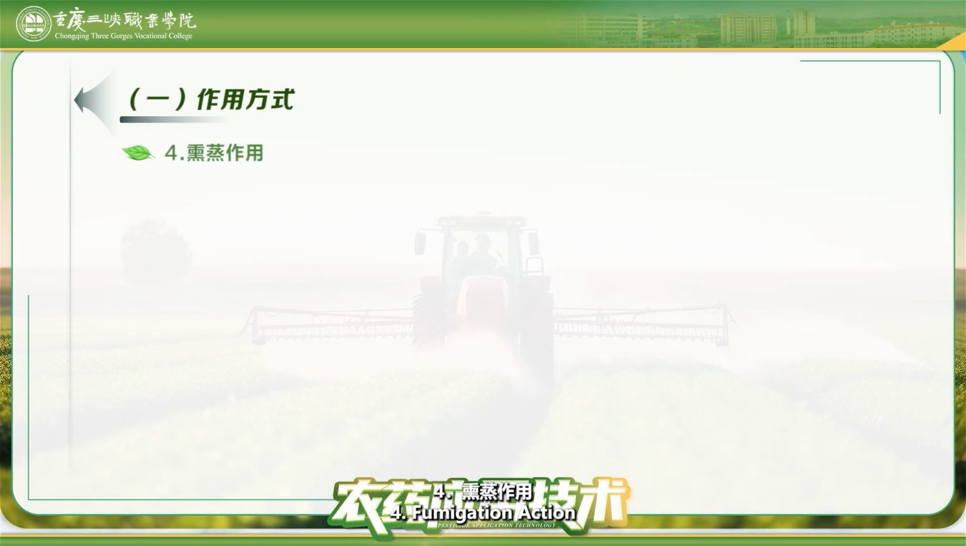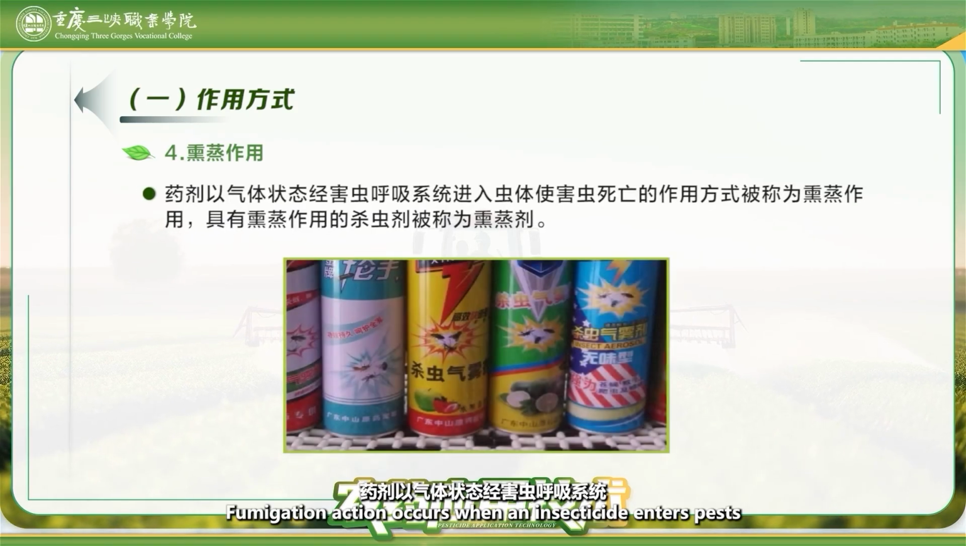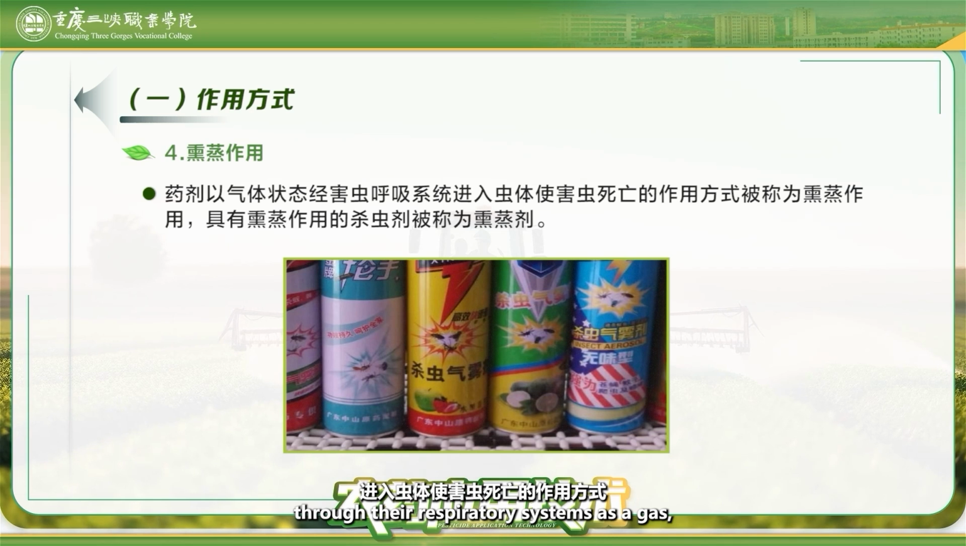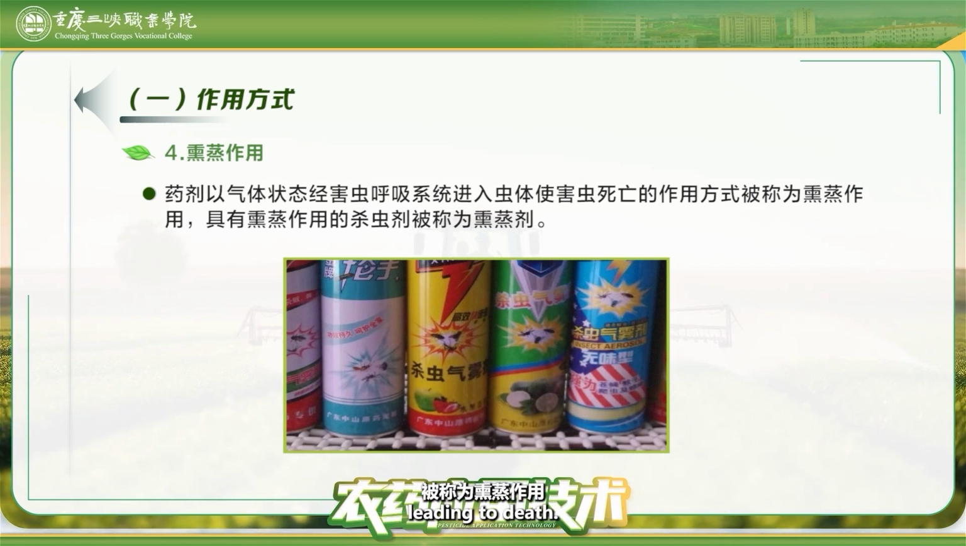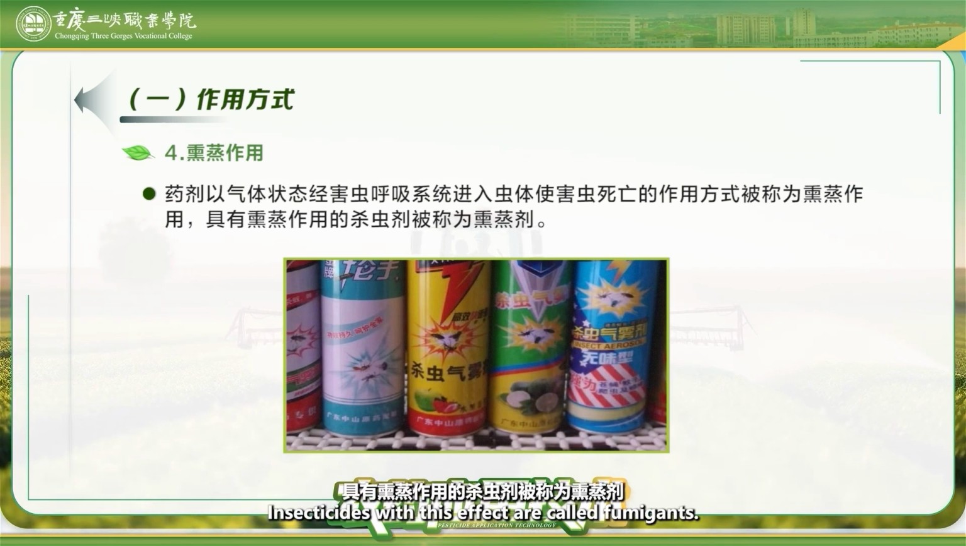4. Fumigation action. Fumigation action occurs when an insecticide enters pests through their respiratory systems as a gas, leading to death. Insecticides with this effect are called fumigants.